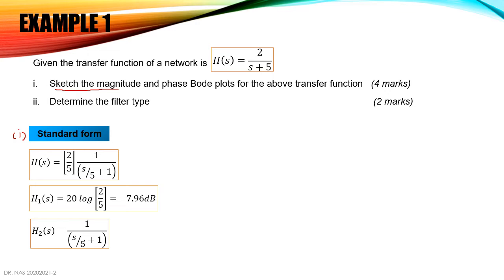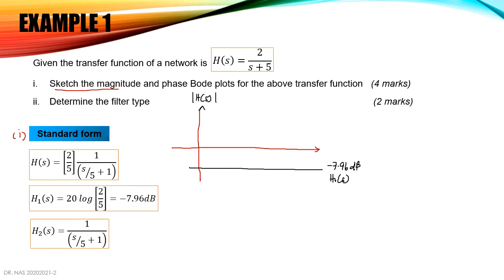Right, so let's sketch the components. Okay, so first you have the constant, negative 7.96 dB. So this is your H1(s). Next you have the pole at 5.